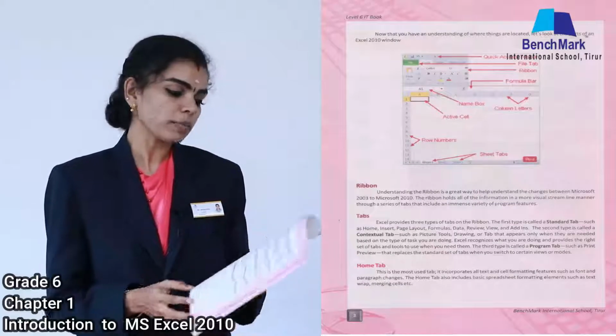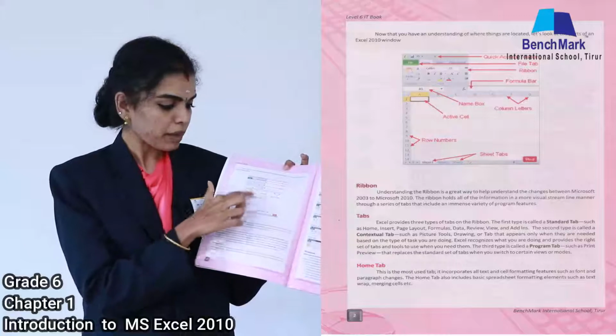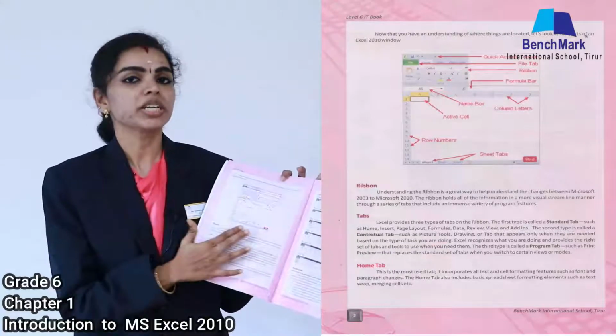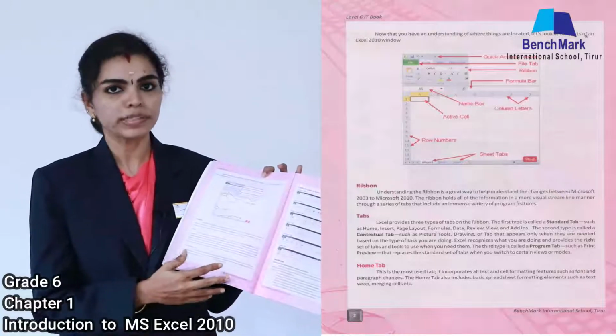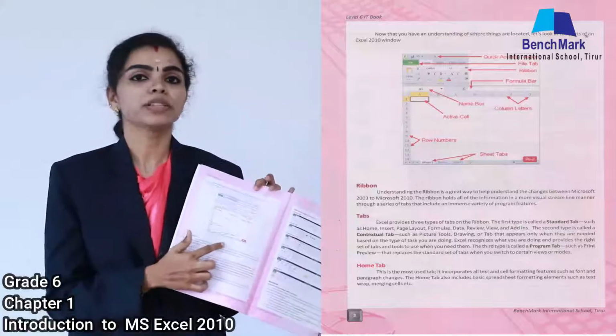Okay, and then column letters are the columns. A, B, C, D are the columns, and 1, 2, 3 are the rows. So a spreadsheet consists of a collection of rows and columns. Below that you have sheet 1, sheet 2, sheet 3.